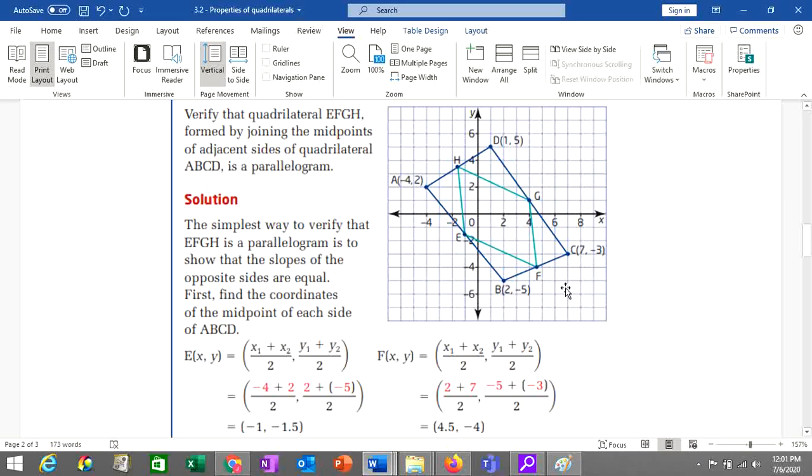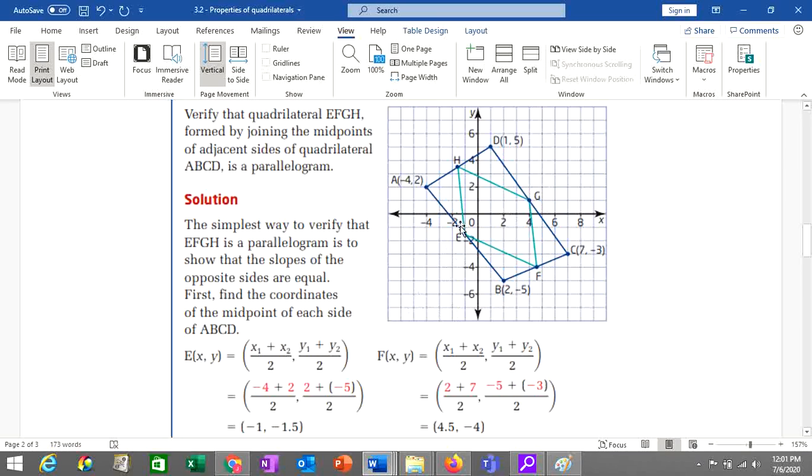All right, so this problem is a little bit trickier because we don't actually have any of these points. We don't have E, we don't have F, we don't have G, we don't have H. But we are told that these are the midpoints of A, B, C, D, right? So point E here would be the midpoint between A and B. So the first step is going to be finding all four of these points.